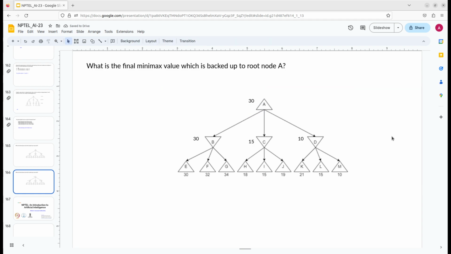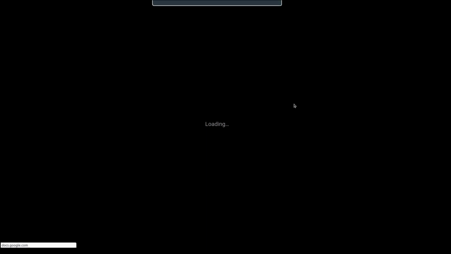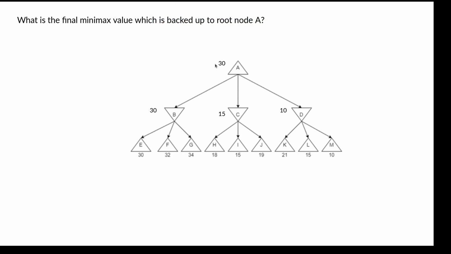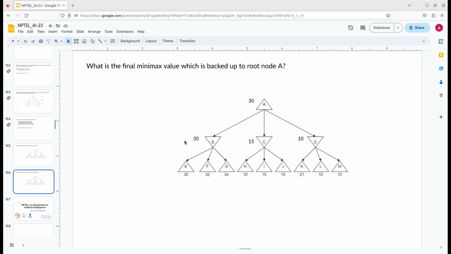So what will be the value of A? If you see, the value of A would be 30. Why would A be 30? Because out of B, C and D, the maximum one is D and the value is 30. So that value is being backed up here. Right. Any question, any doubt, let me know and we can discuss further.